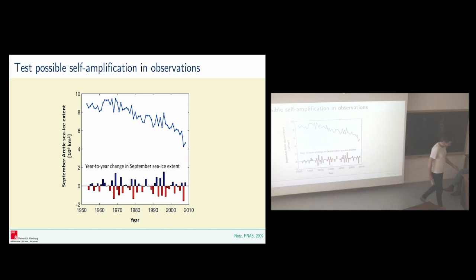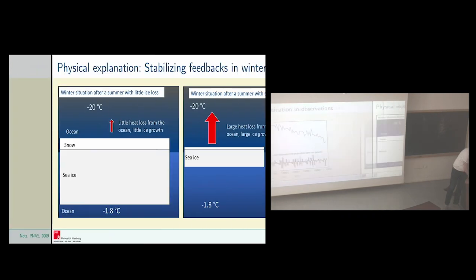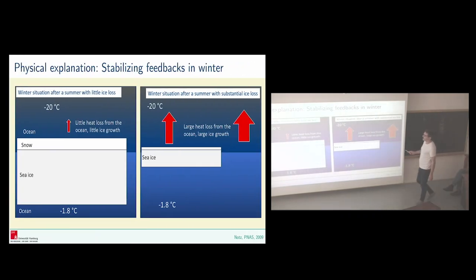And you might wonder why that is, and we briefly talked about that yesterday already. So if we have a winter situation after a summer with very little ice loss, so the ice is thick, we will have little heat loss from the ocean and so little ice growth. Whereas if we have a summer with substantial ice loss, there's lots of open water, there's very thin sea ice, there's very little snow, so we have lots of heat flux from the ocean into the atmosphere, lots of sea ice growth, and so the system recovers to some degree.